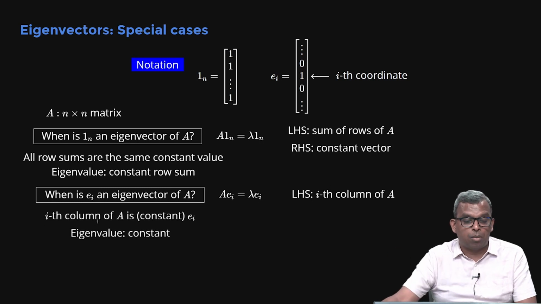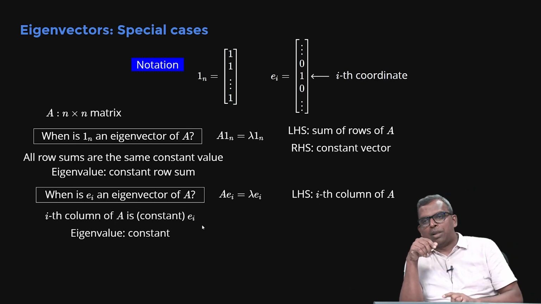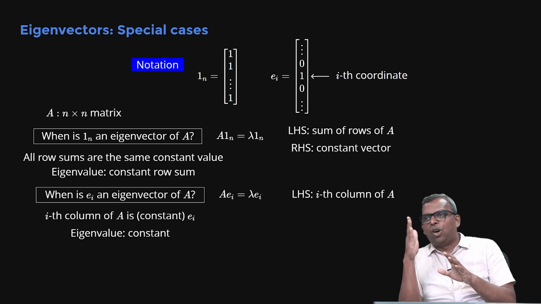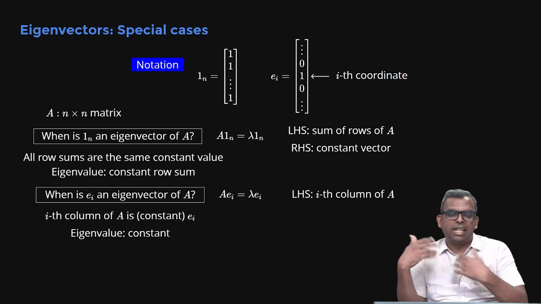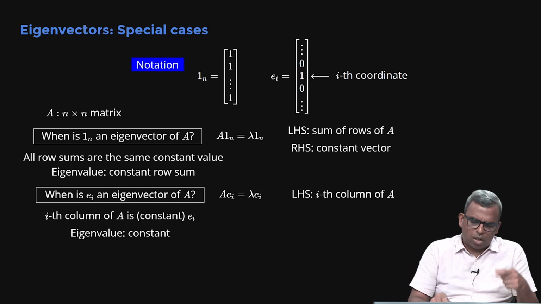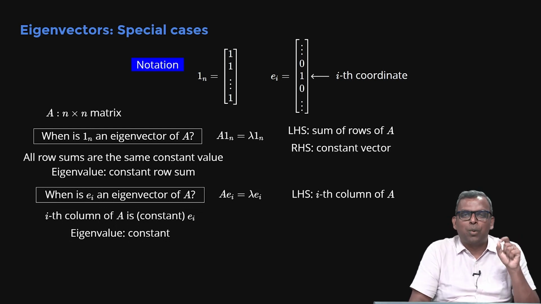So the ith column of A has to be a constant times e_i. So if you see that the first column is 1 followed by zeros, or some constant followed by zeros, or say the ith column has only the ith value non-zero and everything else is 0, then e_i becomes the eigenvector, and whatever that constant is becomes the eigenvalue. These things are easy to identify. You can quickly see when you will have the all ones vector as an eigenvector and e_i, the canonical basis vector, as an eigenvector. So this is one special case. Sometimes in computations this is useful.